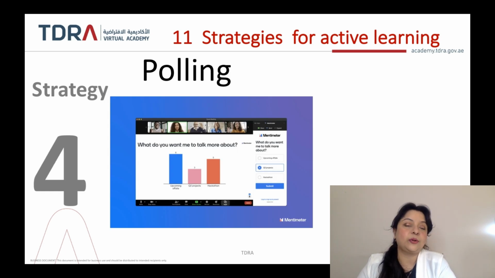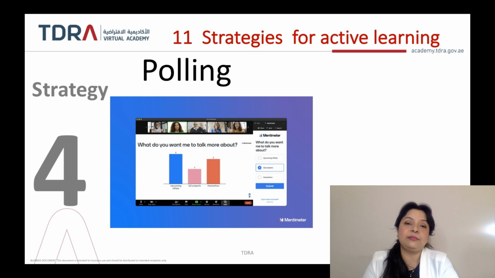Polling, this is important. Why? Because polling tells us, so this is how it works. First of all, you give a case study or a matter to be studied before, and then they come to class and they either answer questions by way of a poll, or their understanding of the concept is gauged through different ideas or questions being thrown around.